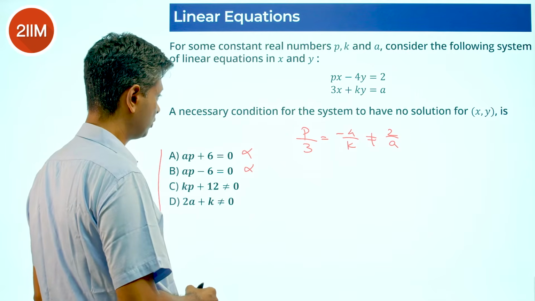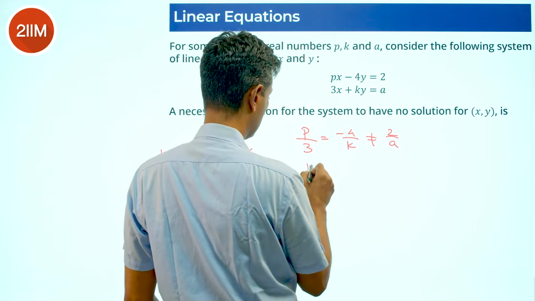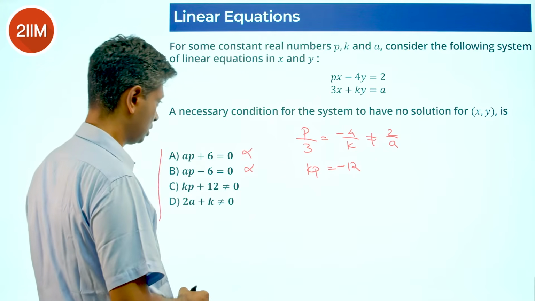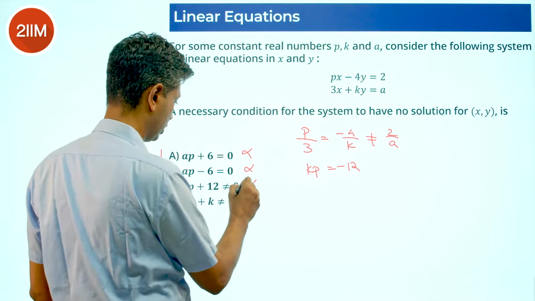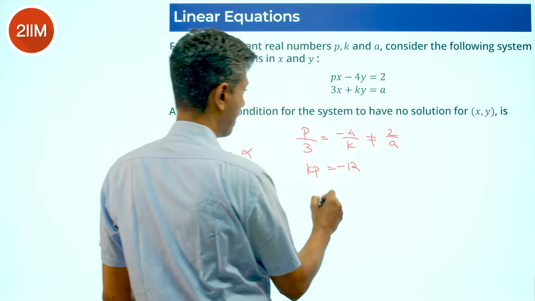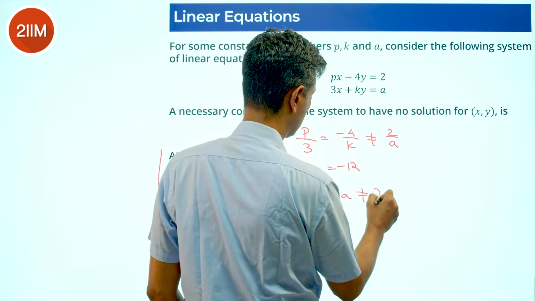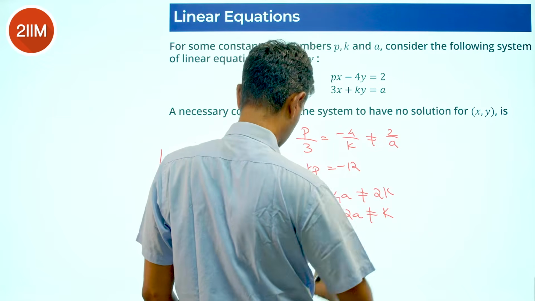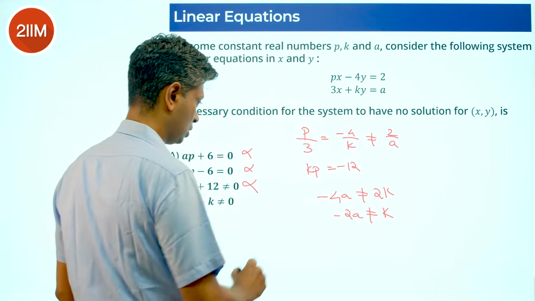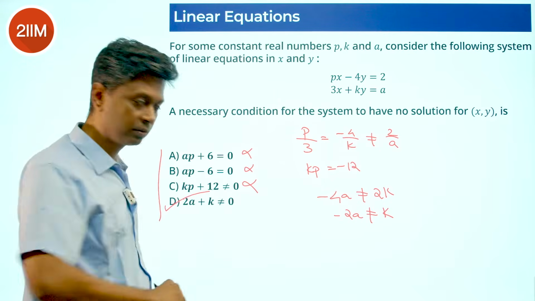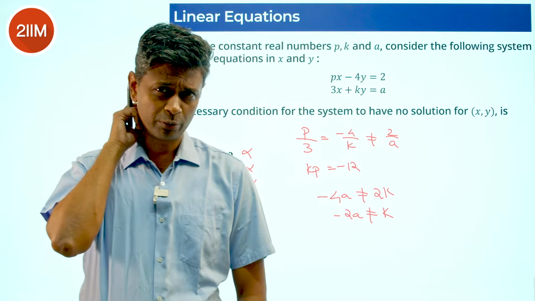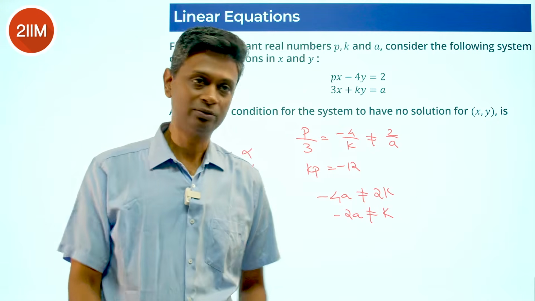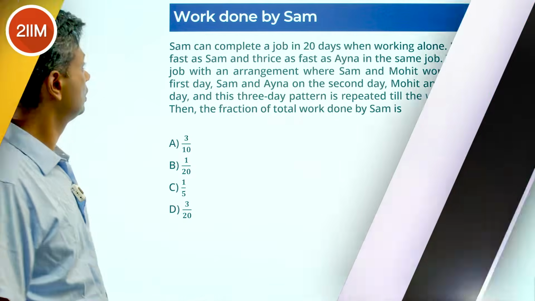Kp plus 12 equal to 0, that means we equate these two. Kp equals minus 12, kp plus 12 should be equal to 0, not this either. It should be this, minus 4a not equal to 2k, minus 2a not equal to k, 2a plus k not equal to 0, this is our answer. Fine. a1 by a2 equal to b1 by b2, not equal to c1 by c2. Plug it in, be careful with the equal to and not equal to. Super easy question, we should be getting this right.